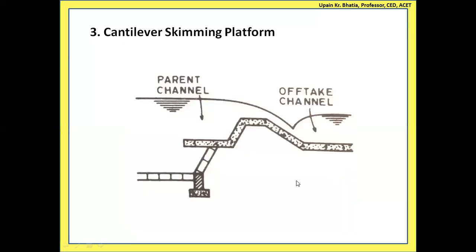So this is the diagram which is available in the books for such kind of cantilever skimming platform. So here we have the crest wall and this is the concrete slab cover. What you can see is the cross section of the channel, the parent canal, and here we have the off-taking channel. So this cross section is trapezoidal somewhere here, and it is extending into this cross section. So this is the portion where it will not be possible to deposit the silt.